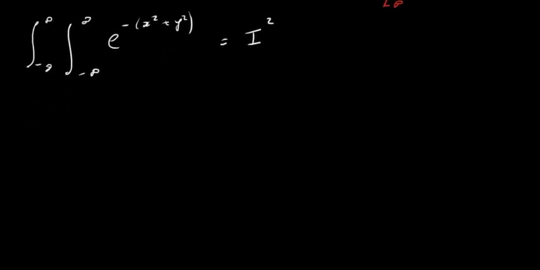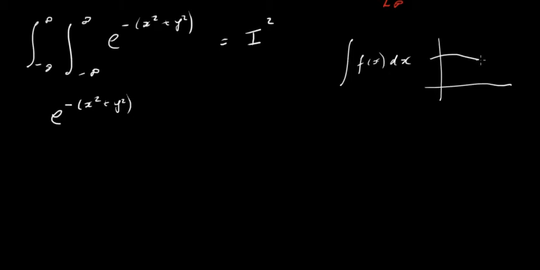Now, in order to do this, the first thing I'm going to do is have a look at this e to the power of minus (x squared plus y squared). If we actually plot this function, we'll get a 3D shape. You've got to remember with double integrals, if you integrate some function with respect to x, particularly with limits a, b, you're looking at the area underneath the curve. So a single integral from a to b of some function f of x with respect to x gives the area underneath the curve.